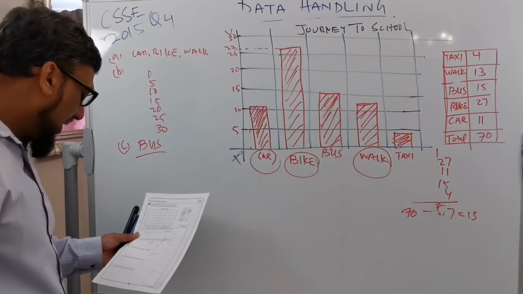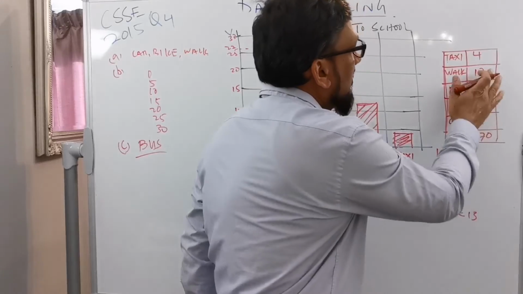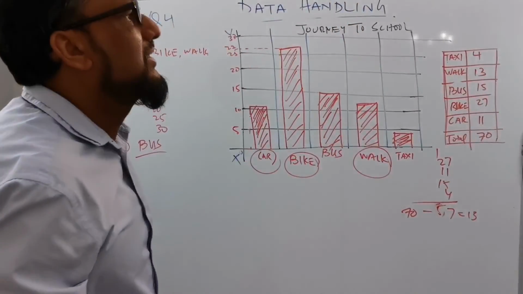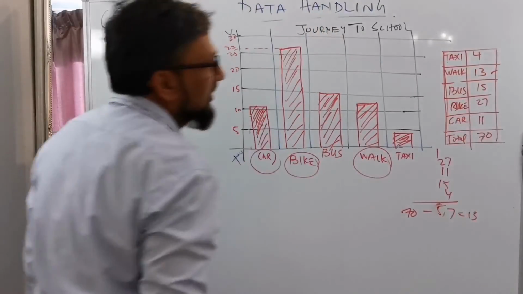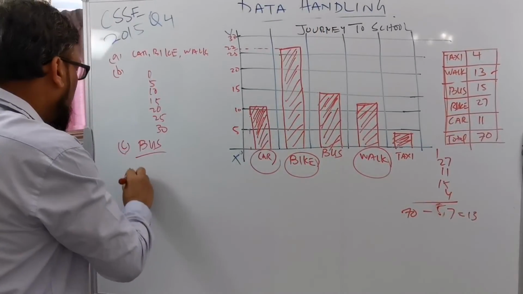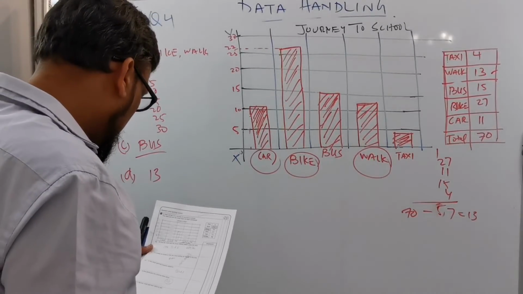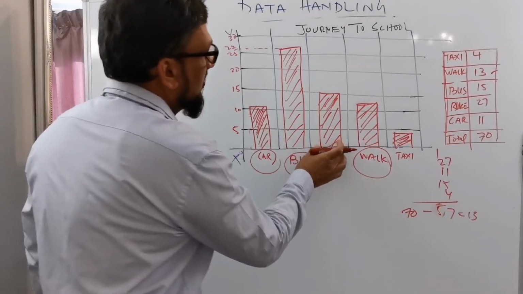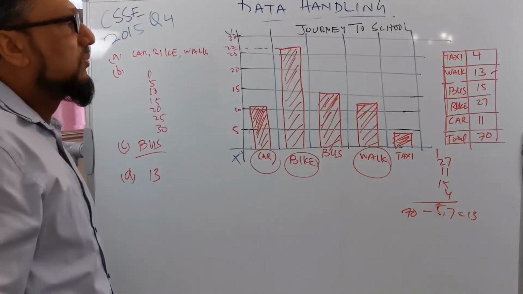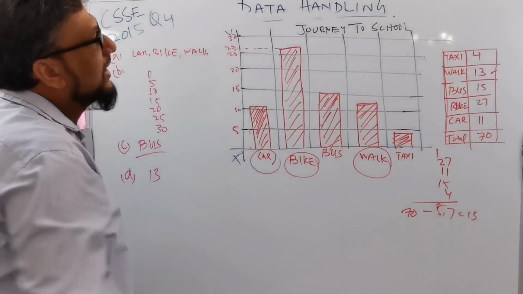In the table, add the missing data value, which we already worked out, 13. We did 70 minus 57 to get the answer 13. So the answer for D is very simple: 13. On the bar chart, add the missing bar, which we did. The bus is missing a bar. So this is very easy.